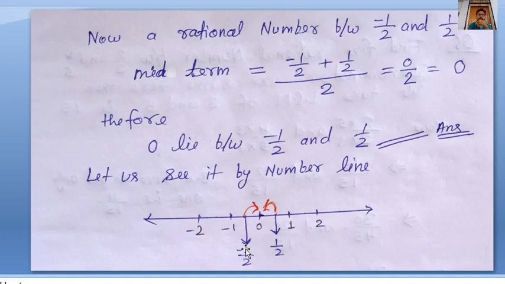Now, this is minus 1 by 2, this is 1 by 2. In between them, what number can come here? You see here, this number, 0, comes here. I hope you understand it too, with the help of the number line.